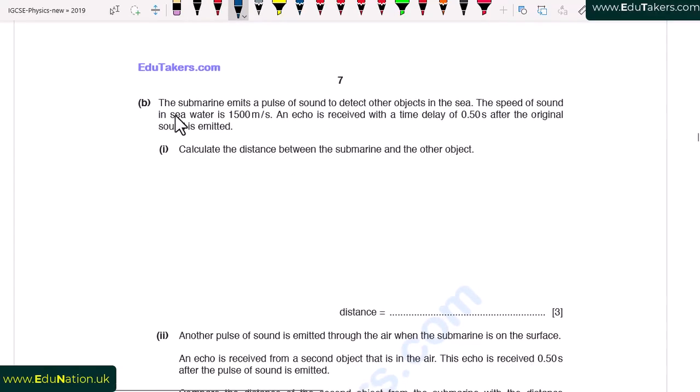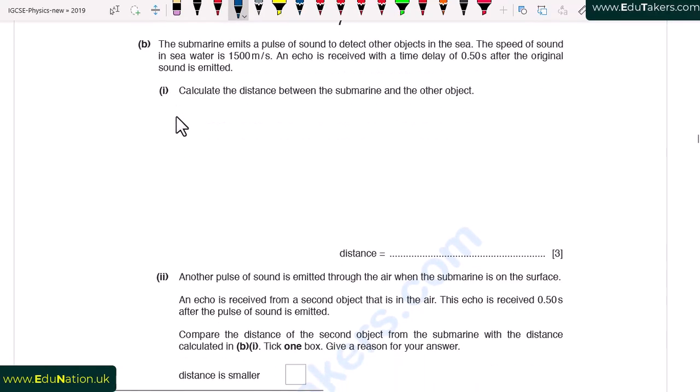Part B. The submarine emits a pulse of sound to detect other objects in the sea. The speed of sound in sea water is 1500 meters per second and the echo is received with a time delay of 0.50 second after the original sound is emitted. Part 1. Calculate the distance between the submarine and the other object.